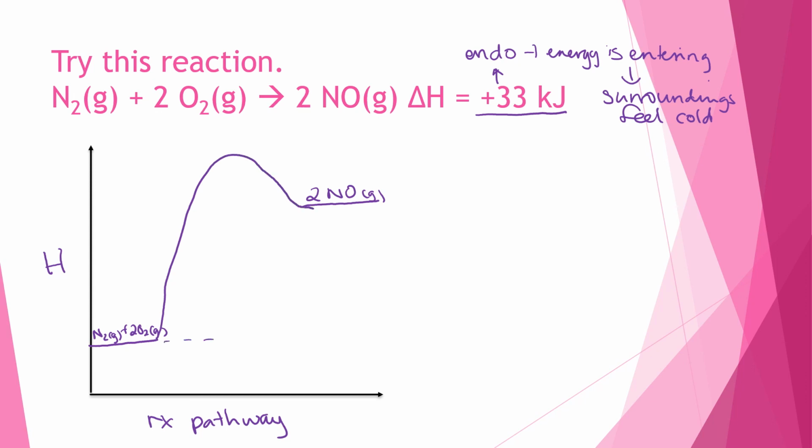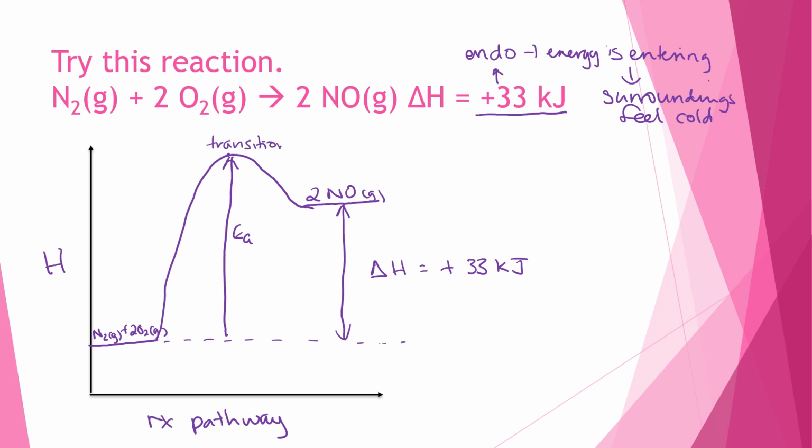which I need to label as well. So I'd show the activation energy is here. The heat content of reaction or change in enthalpy is here, and it's positive 33 kilojoules. And the activated complex or transition state is at the top. And remember, at the transition state, this is where all the bond breaking or bond forming goes on.